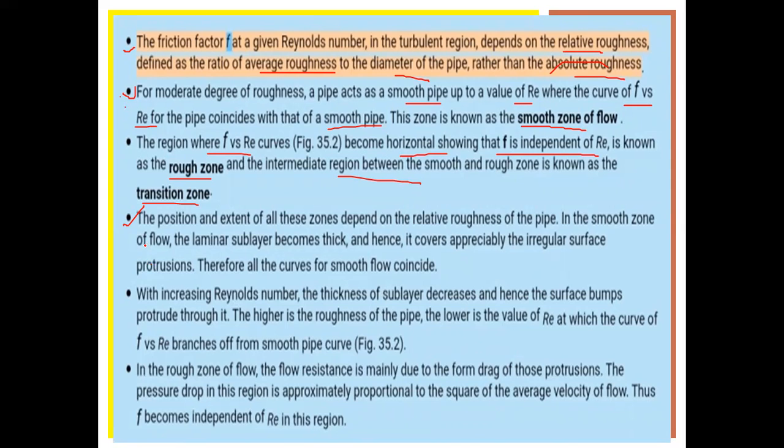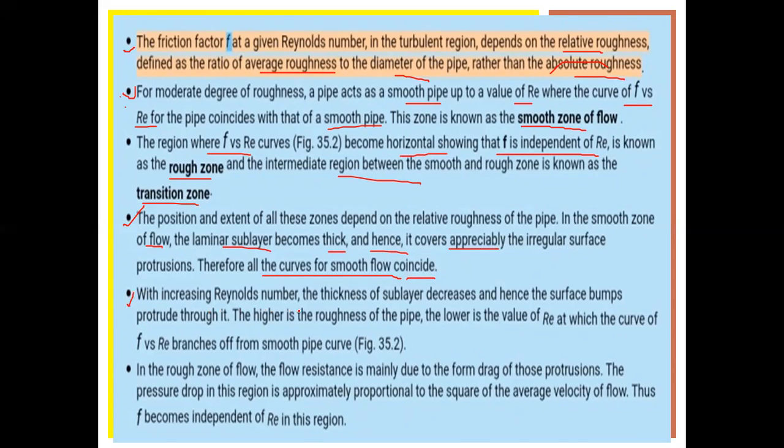In the smooth zone of flow, the laminar sublayer becomes thick, and hence it appreciably covers the irregular surface protrusions. Therefore, all the curves for smooth flow will coincide with each other. Next point.